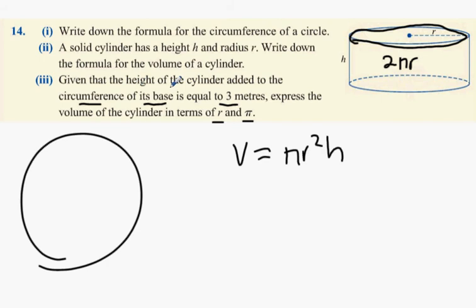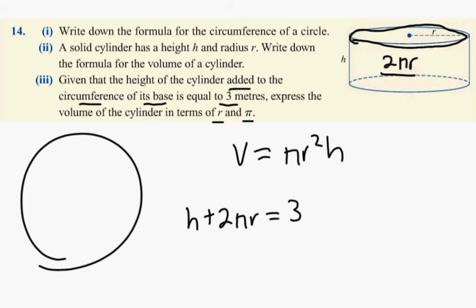Given that the height of the cylinder, h, plus, it says it's added to the circumference. Circumference is what formula again? 2 pi r equals 3. Express the volume of the cylinder in terms of r and pi.